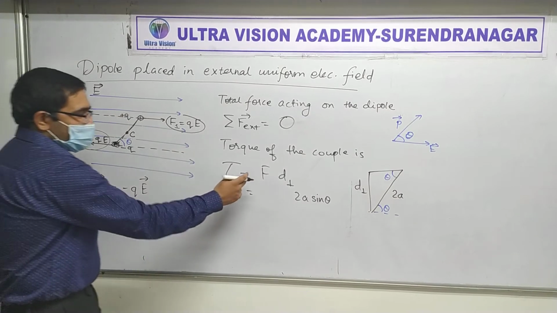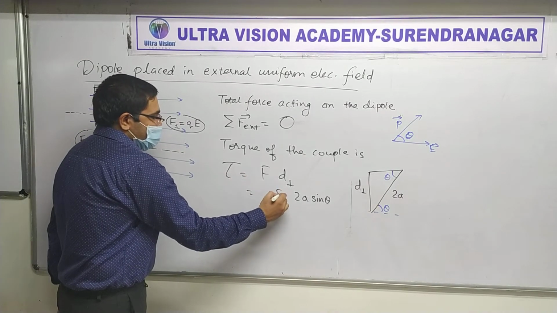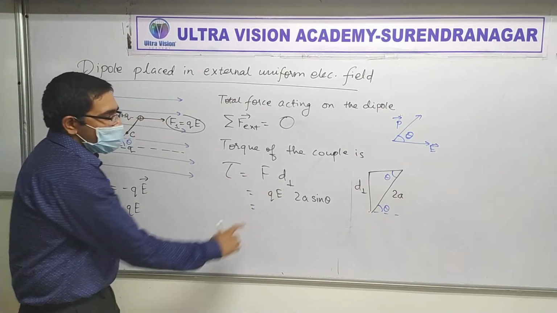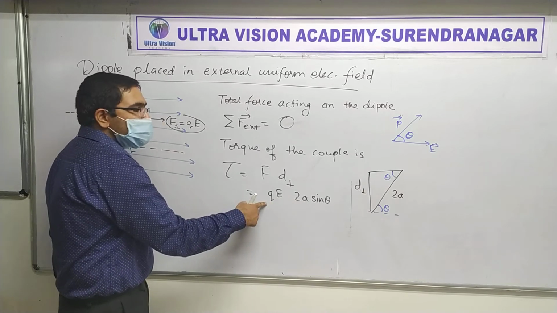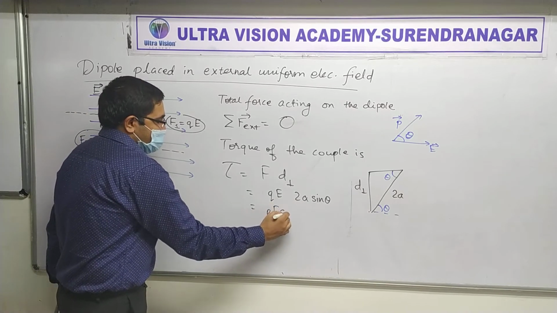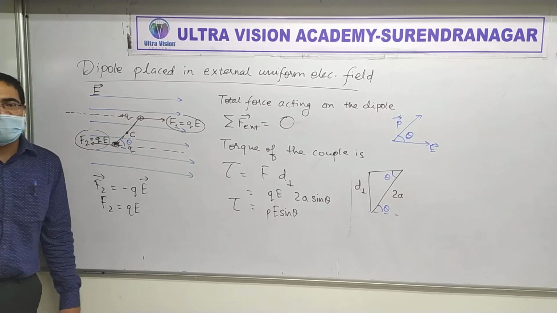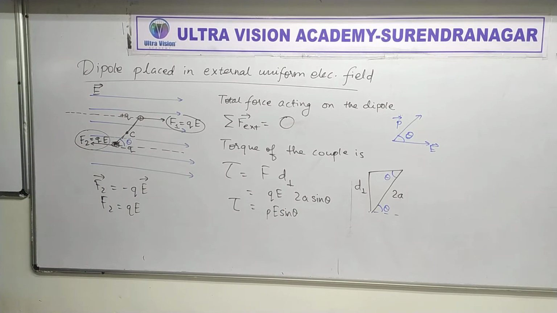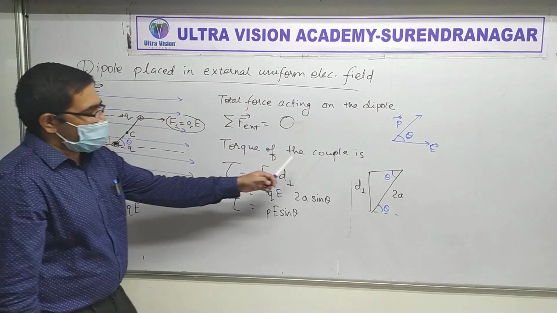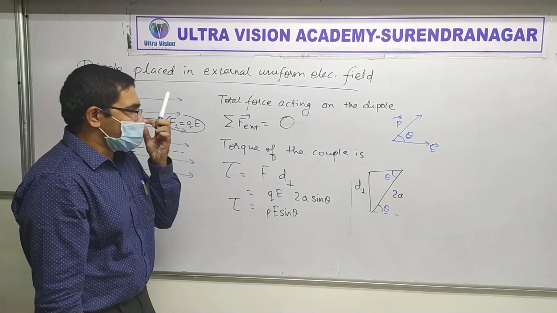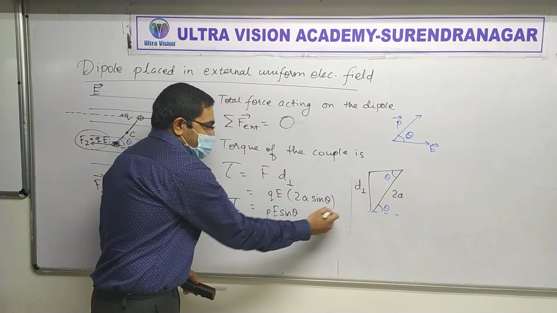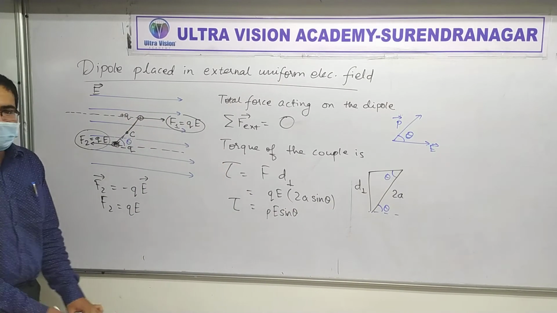What is F? Q into E. Let's rearrange everything. 2a Q E sine theta. Understood? So this is the torque magnitude we get if you use torque of the couple. Directly use this formula, put all the values and you are through in just 2 steps.